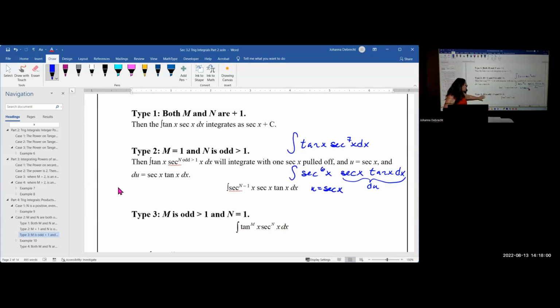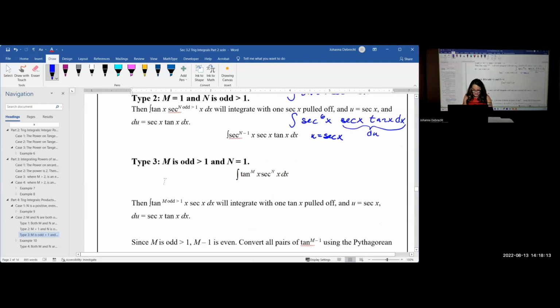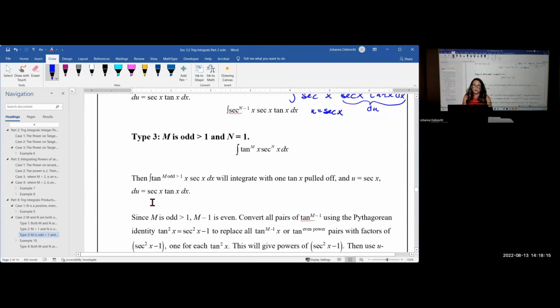What if m is odd bigger than 1 and n is 1? Well, then it's essentially the same thing, but with the roles reversed. I'm going to do the same thing. I'm going to pull 1 off the tangent, and then I'll have secant tangent, and then I'm going to have to do something a little different because I'll have powers of tangent, even number of them. Since m started odd, when I pull 1 off, it'll be even.